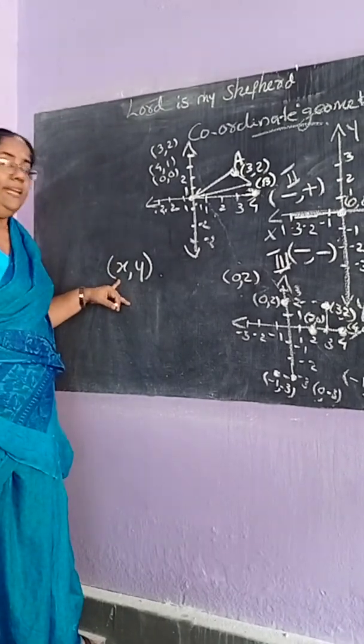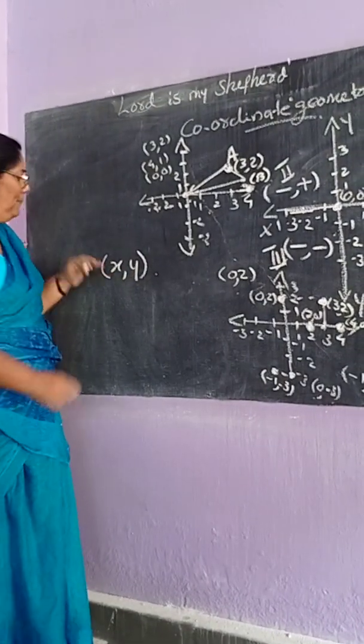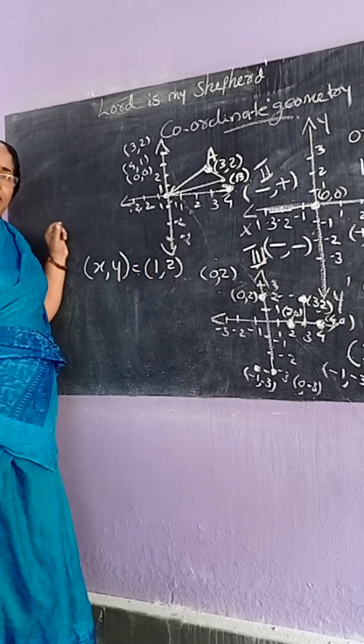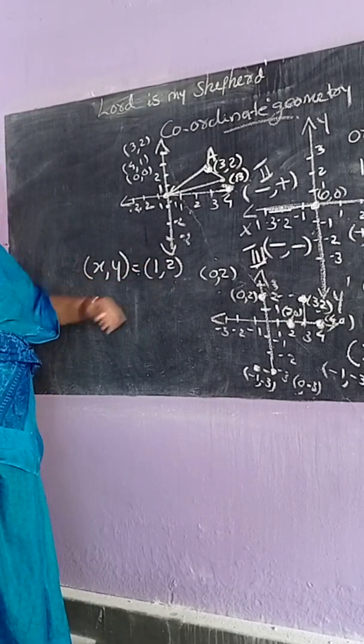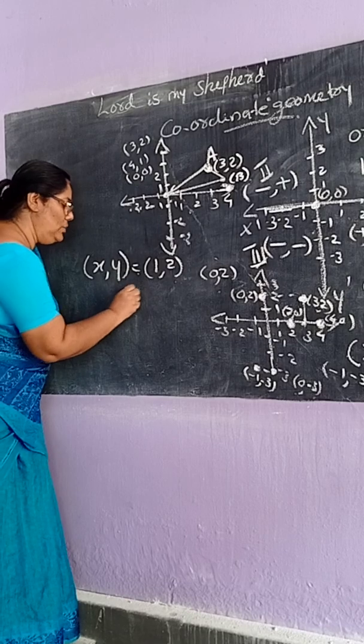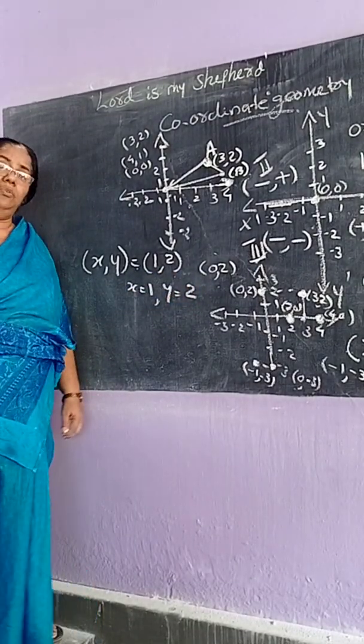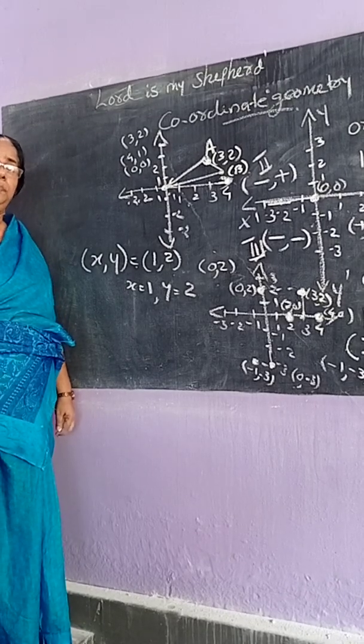That means x coordinate first, y coordinate second. Suppose xy equal to 1, 2. Can you say what is the meaning? xy equal to 1, 2 means x equal to 1 and y equal to 2. That is the meaning.